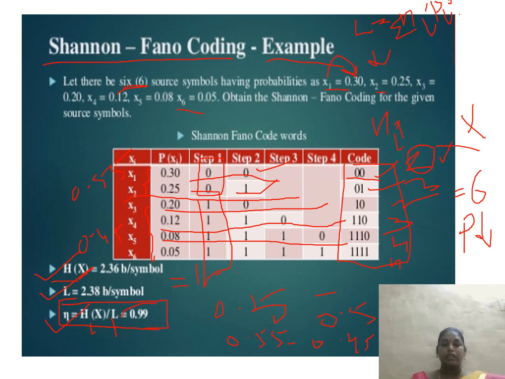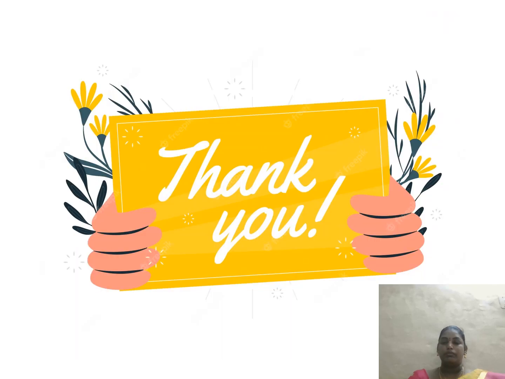For this problem, the efficiency is 0.99. That is the accuracy of Shannon-Fano coding, approximately 0.99, and if you multiply by 100, it is 99%. So to calculate the efficiency, the terms we require are entropy and the length of the code word. L is calculated as the summation from i equal to 1 to m of ni times p of i. Here ni is the number of bits for each source symbol, and pi is the probability of that particular symbol. Finally we can calculate the entropy.